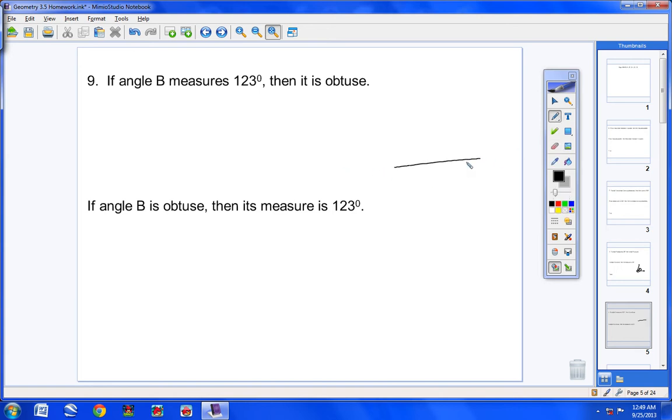I can write an angle like this. That's obtuse, and that's about 170 degrees. So just because angle B is obtuse doesn't mean its measure is 123. It might be, but it might not be. It could be 170. So no, that is false. That is not true.